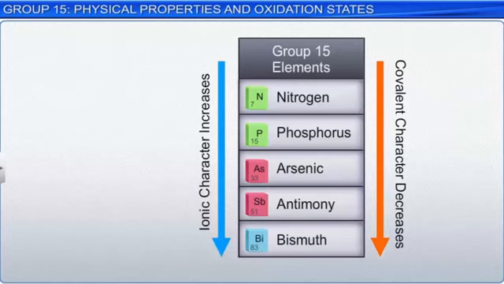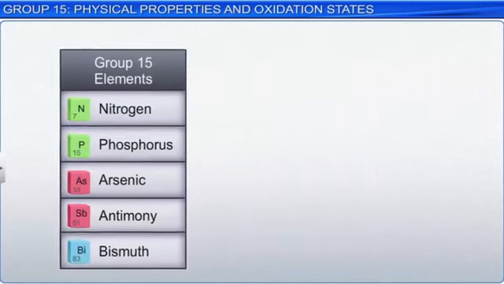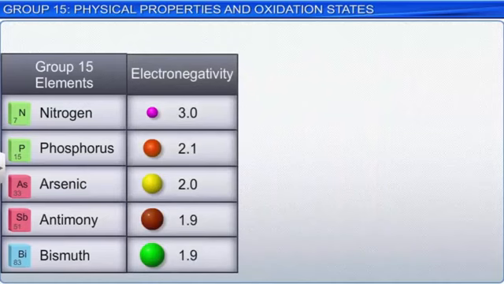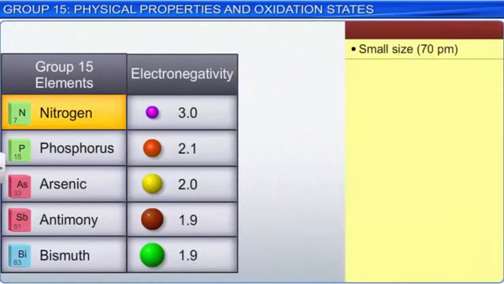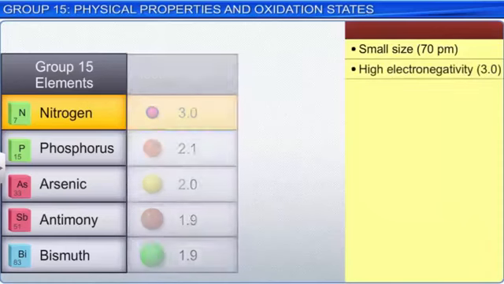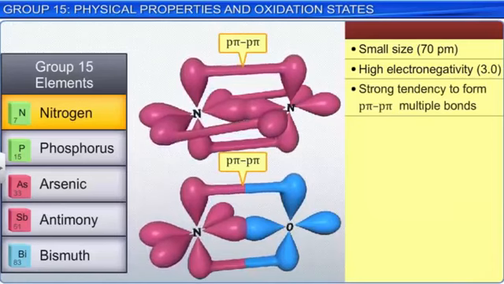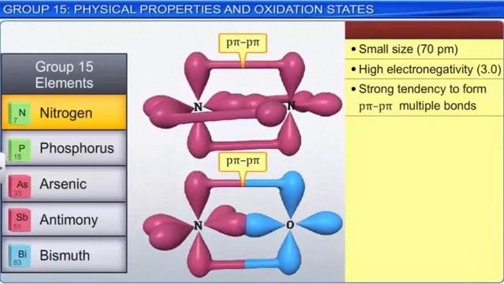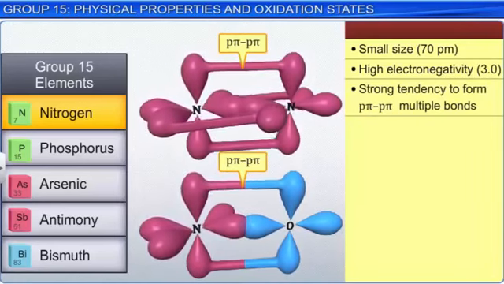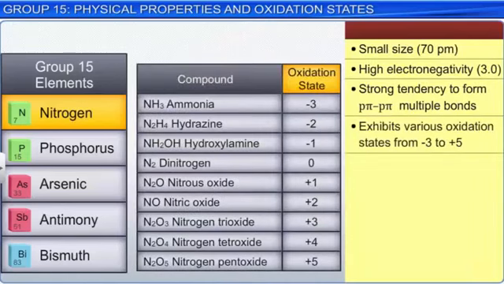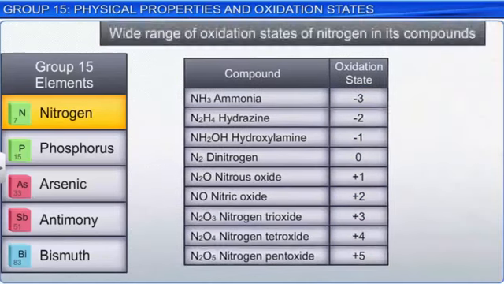Talking again about nitrogen, because of its smaller size, high electronegativity and strong tendency to form p-pi multiple bonds, it exhibits various oxidation states from -3 to +5. Let us look at the wide range of oxidation states of nitrogen in its compounds.